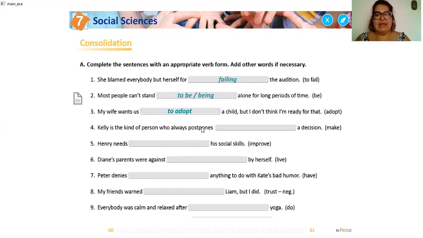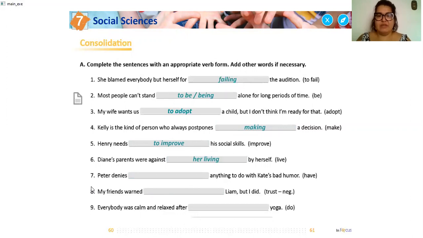Four. Kelly is the kind of person who always postpones making a decision. So the verb postpone is always followed by ing. Henry needs to improve his social skills. Diane's parents were against her leaving.